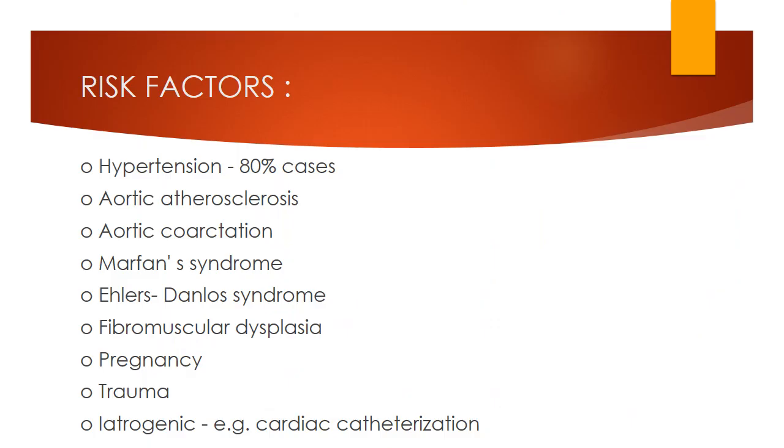The risk factors of aortic dissection include hypertension, which is the most common cause in 80% of the cases, aortic atherosclerosis, coarctation of aorta, Marfan syndrome, Ehlers-Danlos syndrome, fibromuscular dysplasia, pregnancy, trauma, and iatrogenic, that is cardiac catheterization.